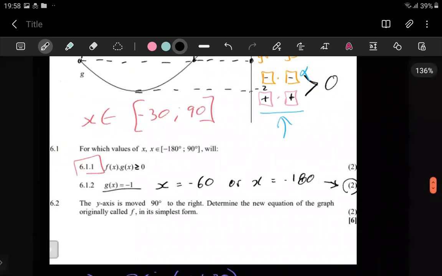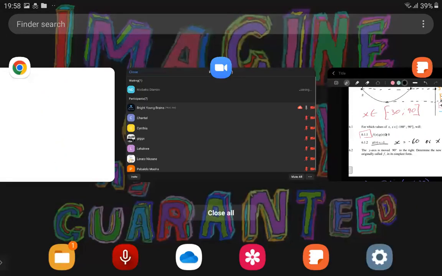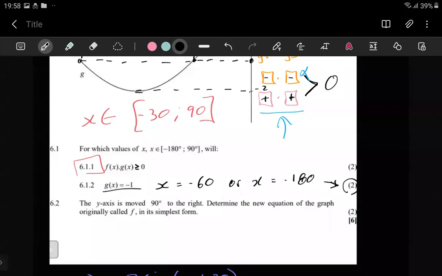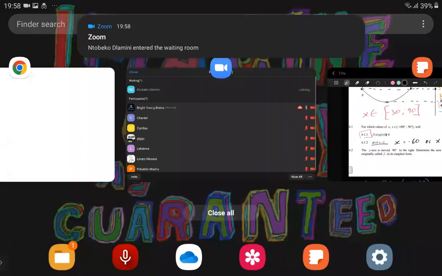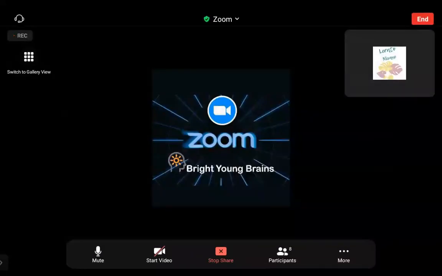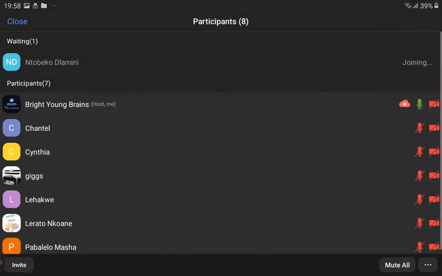This question is quite interesting because in the trigonometry course, there's a question just like this. When I say there's a question just like this, I mean there's a question that definitely talks about the axis of symmetry being moved. I'm not sure which one was moved, but something was definitely moved. Let me add our fallen comrade Hiso.